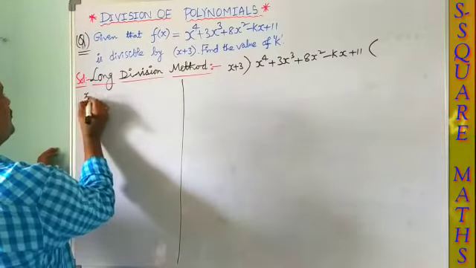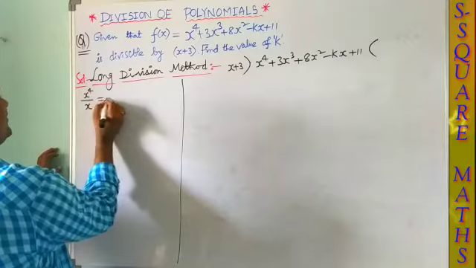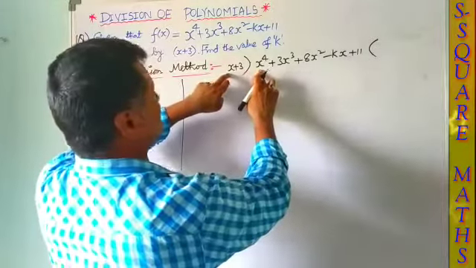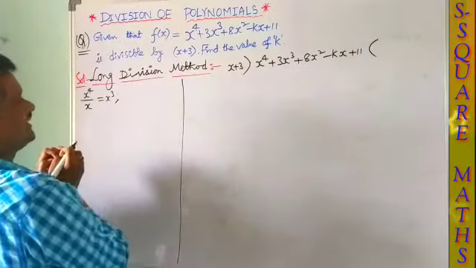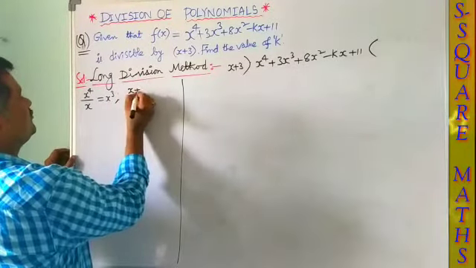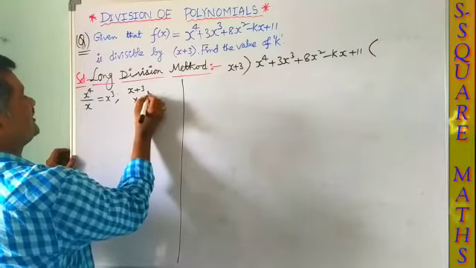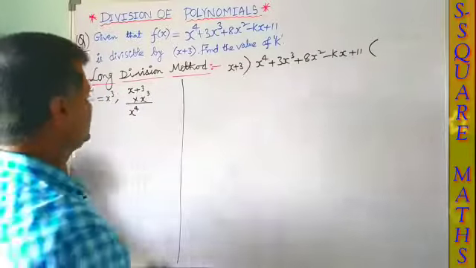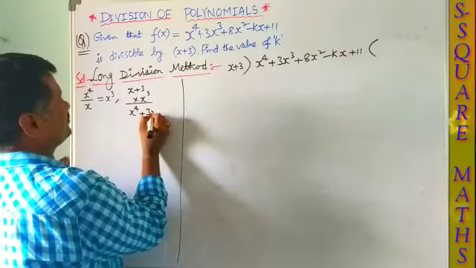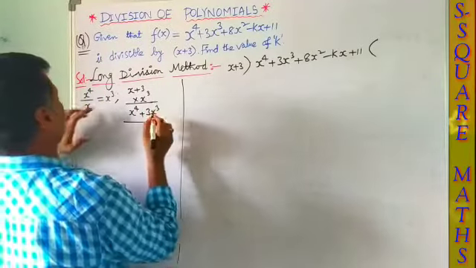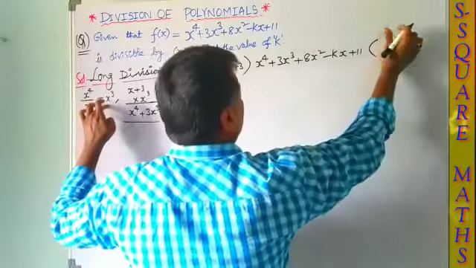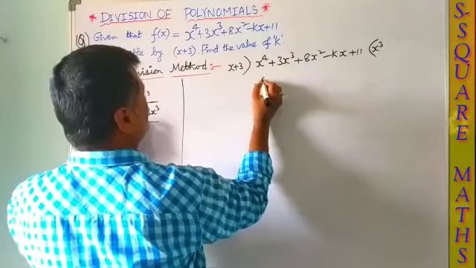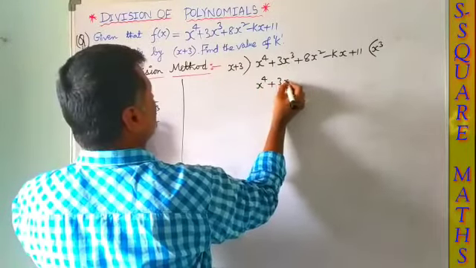So x power 4 by x gives you x cube. X power 4, the first term of the dividend and the first term of the divisor. So you are going to get x cube. So x power 4 into x cube we have to multiply, gives you x power 4, x power 3 into x power 1, x power 4 plus 3x cube. So we got here x cube. So that x cube we are going to write here, and this we got x power 4 plus 3x cube.